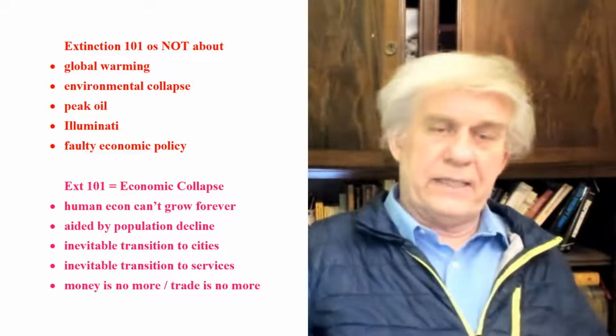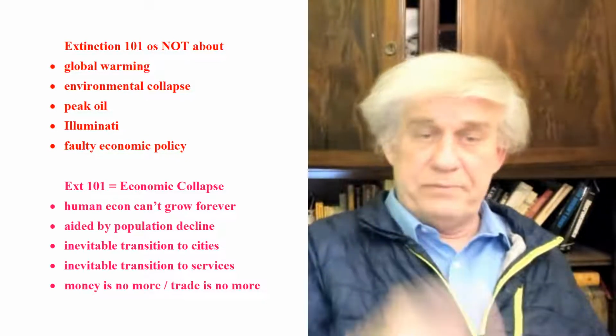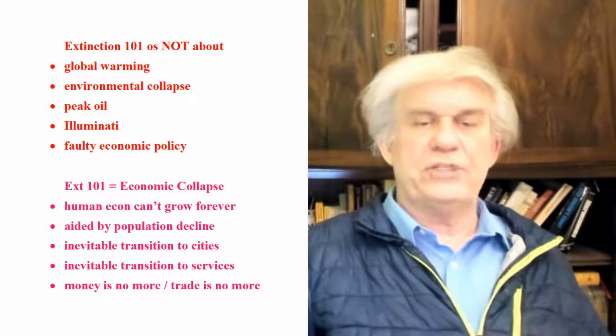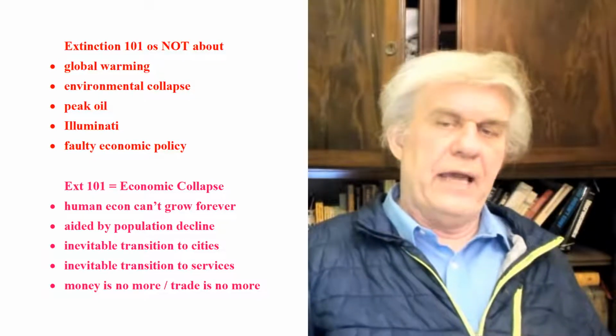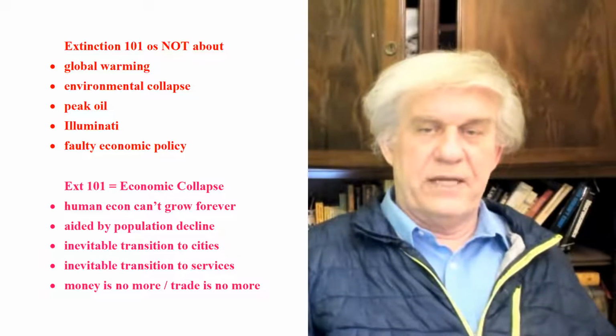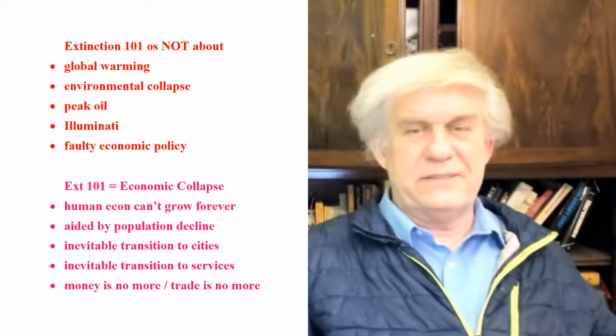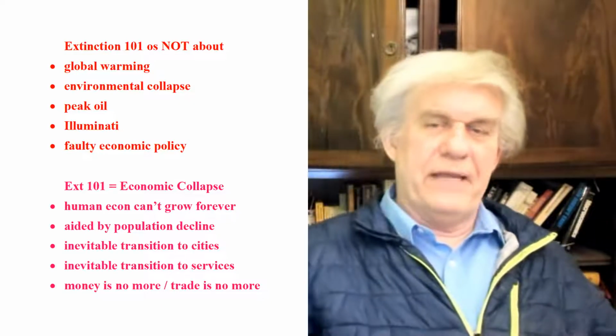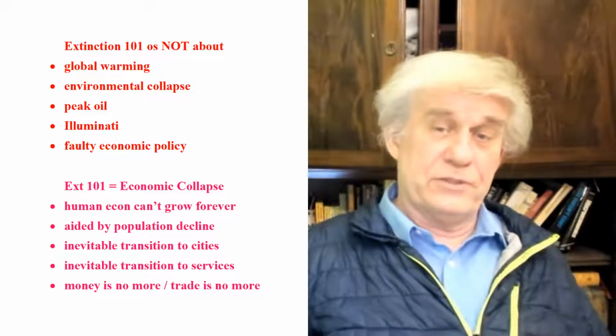Okay, so the human economy can't grow forever. It's being aided by population decline. In other words, we're not having kids anymore. We're not even getting married. Everyone who gets married gets divorced. So they don't have kids to begin with because, you know, then they have to cut the baby in half during their divorce proceedings.